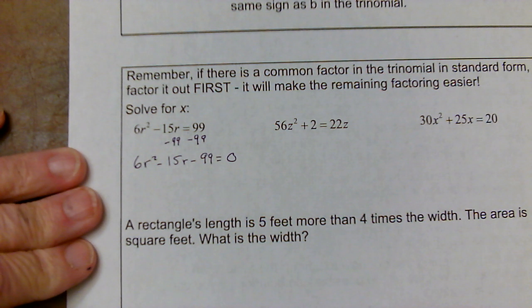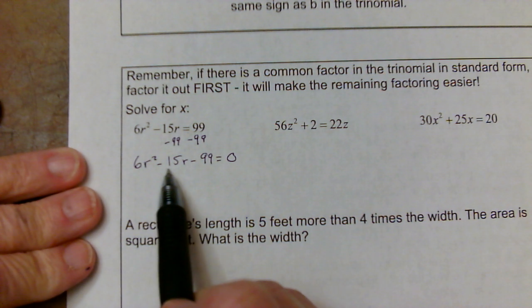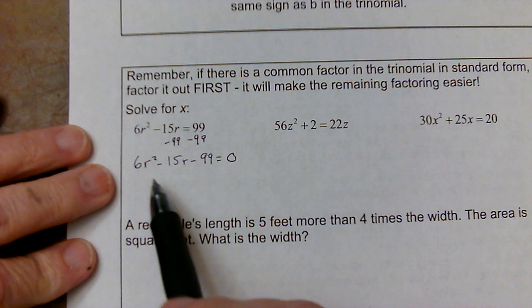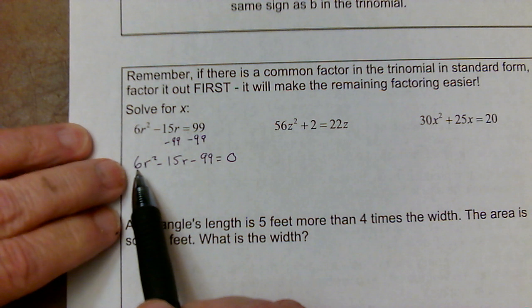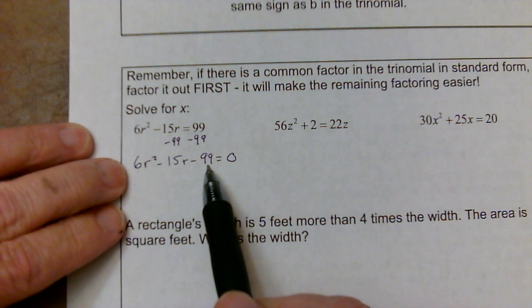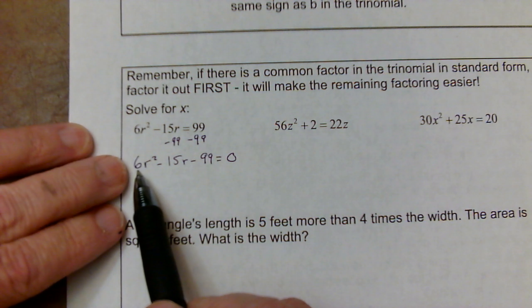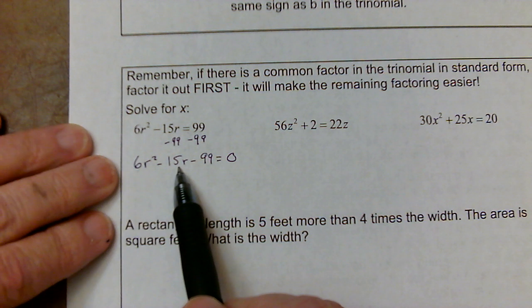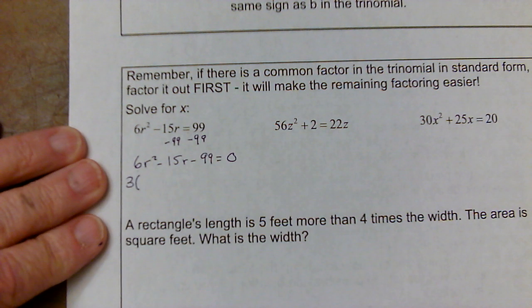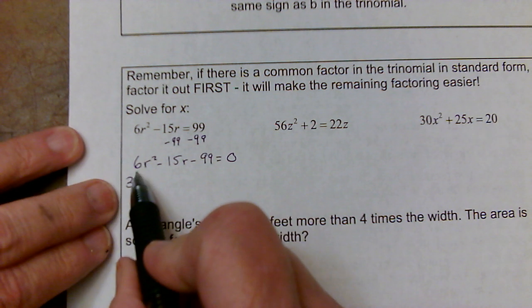Now, before I start looking for factor pairs, I want to look at these three numbers to see if there's any number that divides into all three of them. Well, I know 3 goes into 6, and 3 goes into 15, and 3 goes into 99. I can't take anything bigger because the next thing would be like 6, but 6 doesn't go into 15. So the first thing I'm going to do after that is factor out the 3.